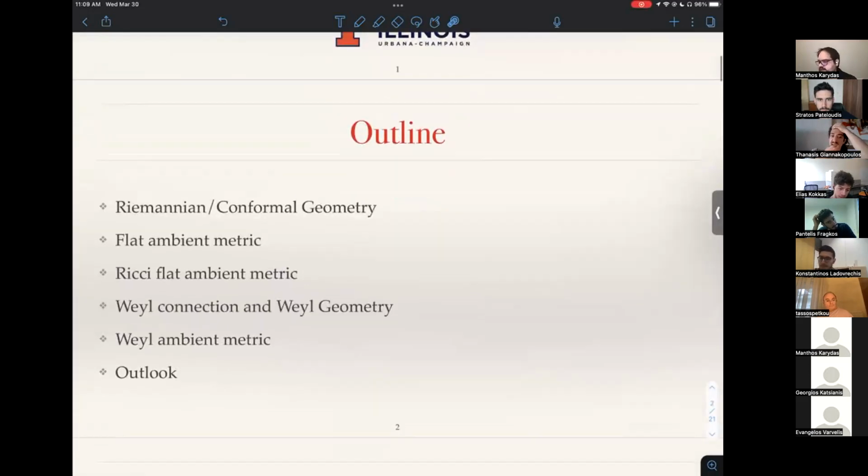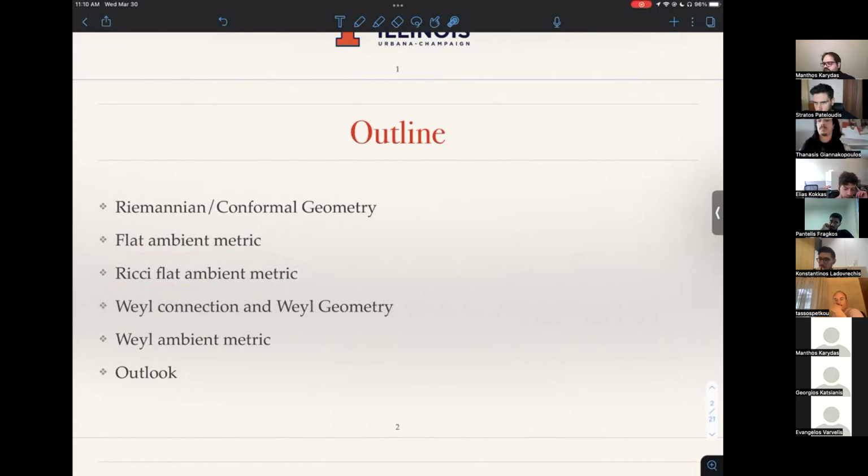Okay, let me start with the outline of the talk. The talk is going to have basically three parts, roughly. In the first part, I will set up the stage by introducing what we mean by Riemannian and conformal geometry. In the second main part, which is the bulk of the talk, I will explain the ambient construction in two steps. First, I will describe the flat ambient metric, just to get into it. But the most useful generalization is the Ricci-flat ambient metric.